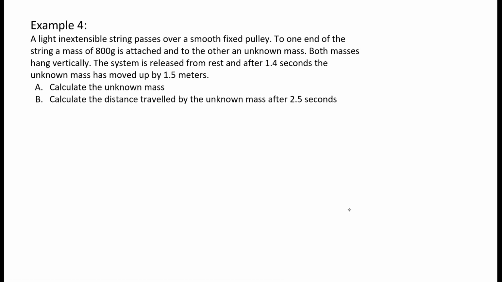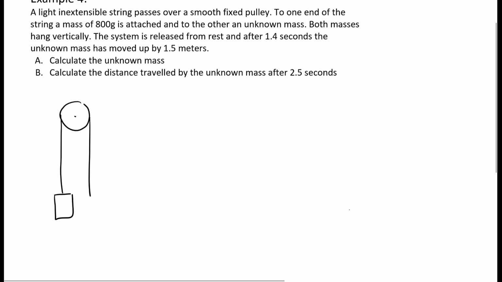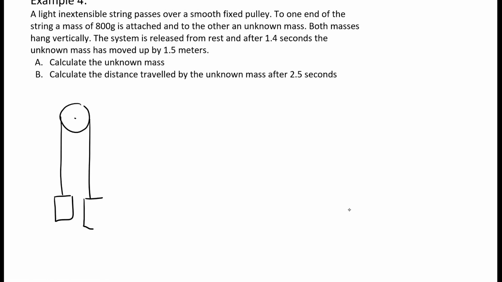A light inextensible string passes over a smooth fixed pulley. To one end of the string, a mass of 800 grams is attached, and to the other an unknown mass is attached. Both masses hang vertically. Okay, so that's step 1.